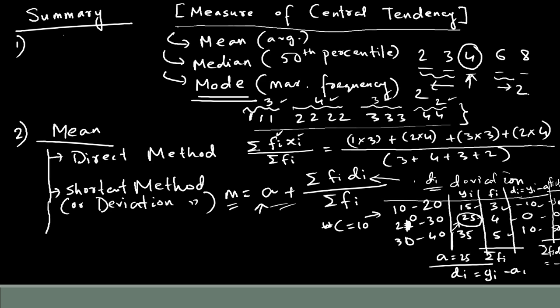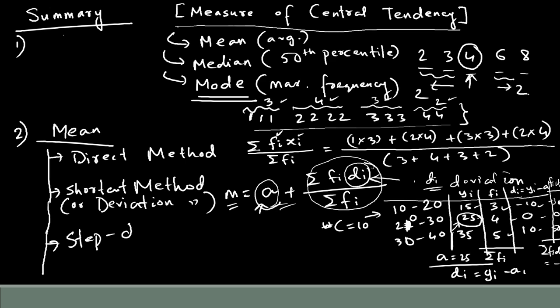So basically the process that we are following here is that you are assuming a mean and trying to find out how much it is deviating from your assumed mean. Basically it's trying to see how much it's deviating. Okay, and the last method is step deviation method.